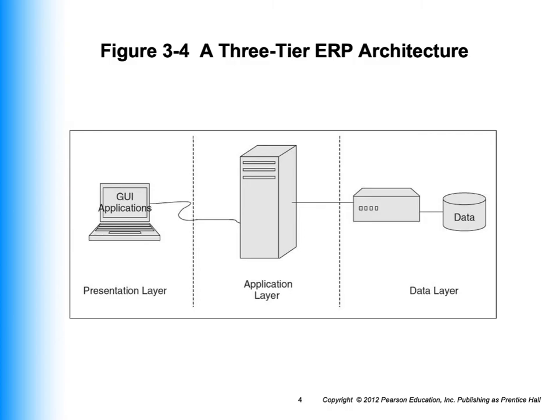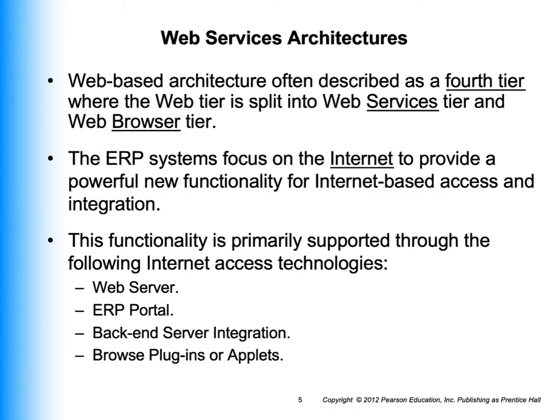Next, take a look at web services. This is pretty much the fourth tier. Web services could split into services or browser. This is another level of the ERP, where it uses the internet, right? Integration of the system.